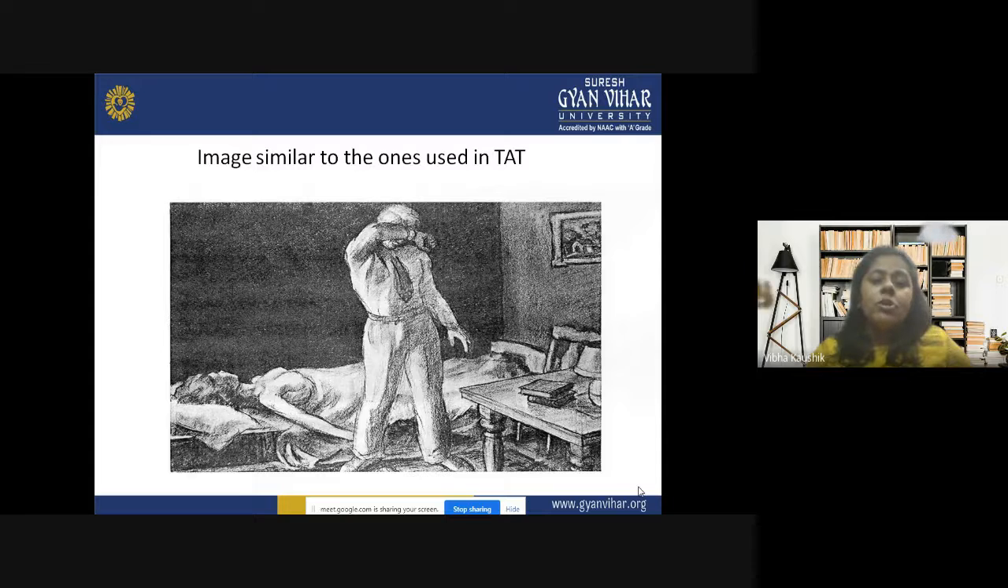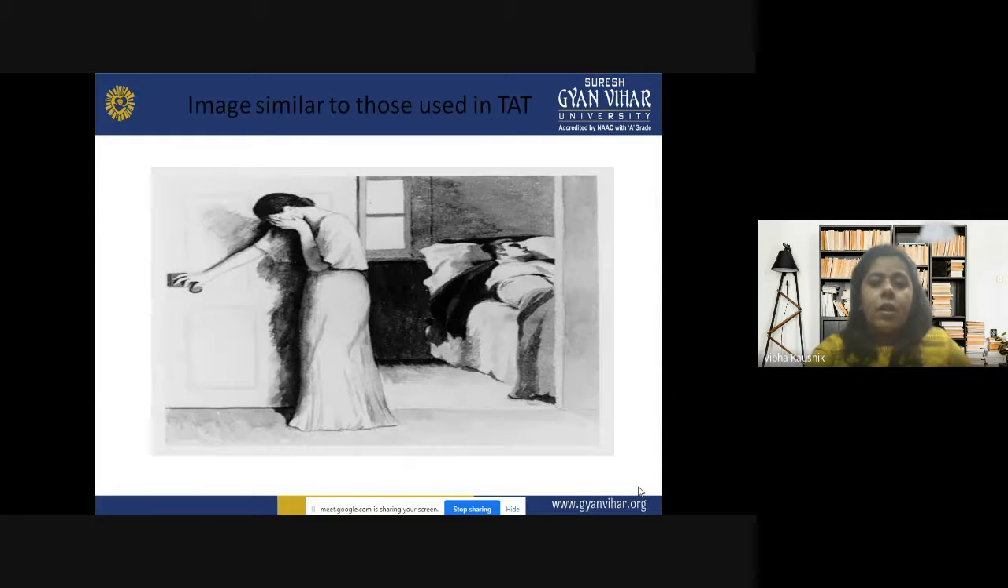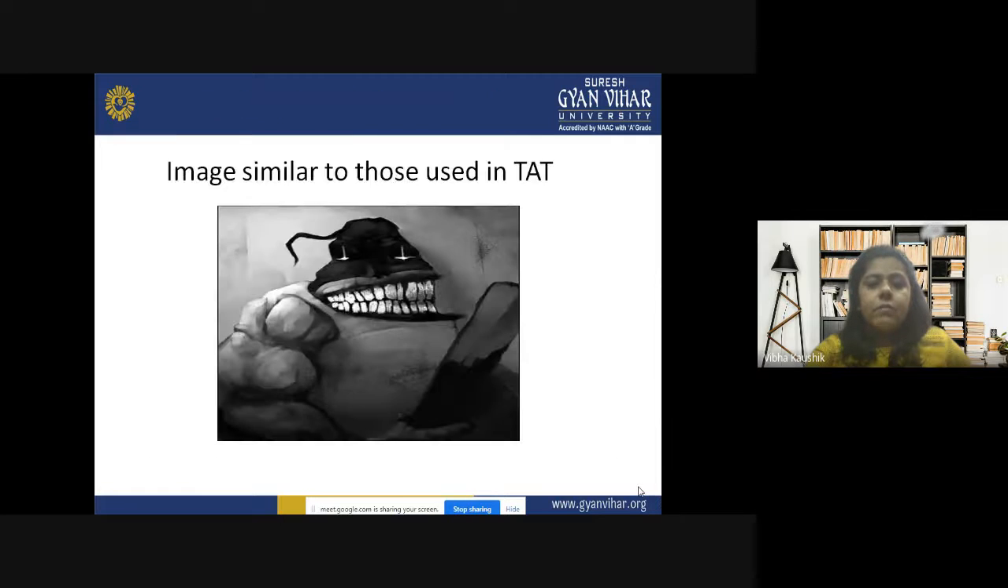Image similar to those used in TAT. Now, these are the images which will be used by the examiner, and the client has to develop a story after seeing these particular images or pictures.